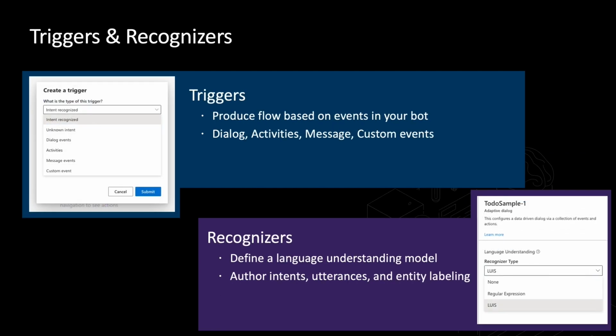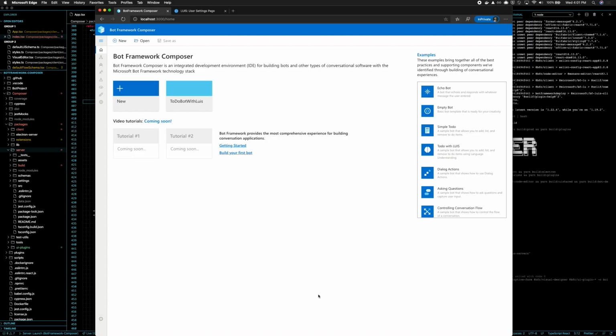Triggers and recognizers are two concepts in adaptive dialogues. Triggers allow you to produce flow based on events happening during a conversation in your bot. Recognizers allow you to define a language understanding model for a particular dialogue. With this selected, you can author intents, provide sample utterances, and even label those utterances to extract entities from the user's input.